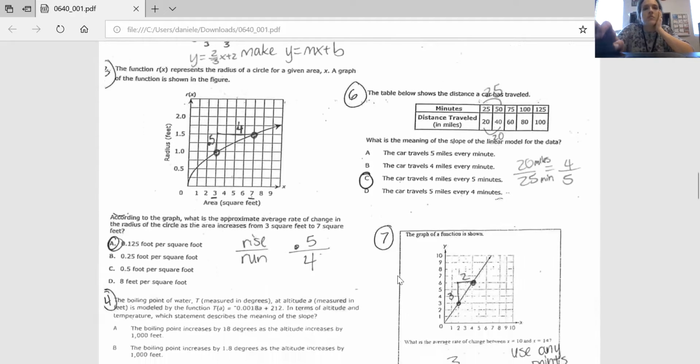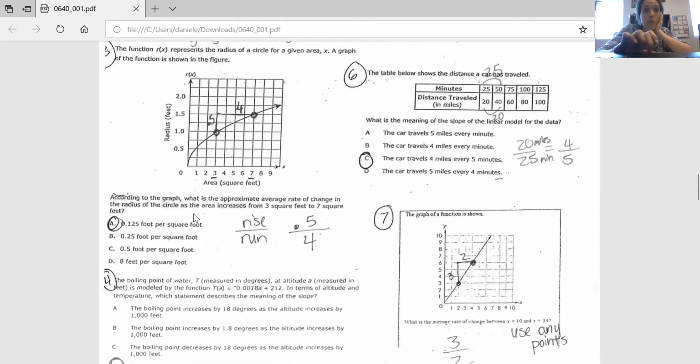All right, if I scroll down the page, number 3 right here, you are asked to find average rate of change. What's that mean? Slope, rise over run. So I picked my 2 points at 3 and 7. Now, the rise might look like 2 blocks here, but if I look over here, it goes up by 0.5, and the run is 4. I divide those and get choice A.